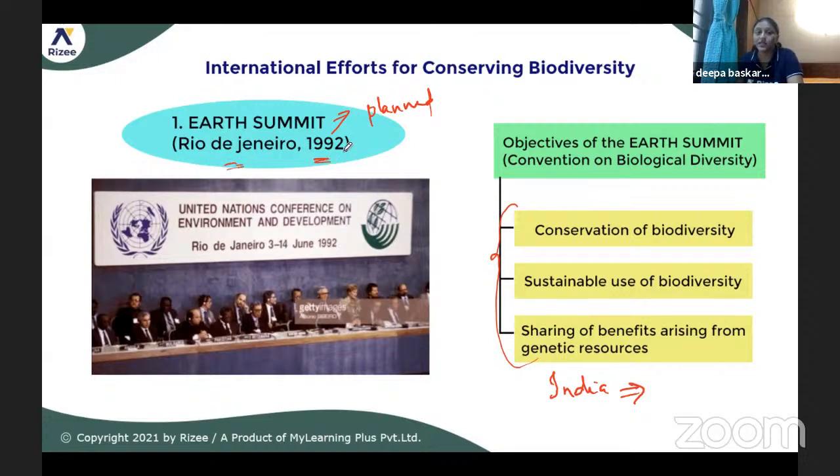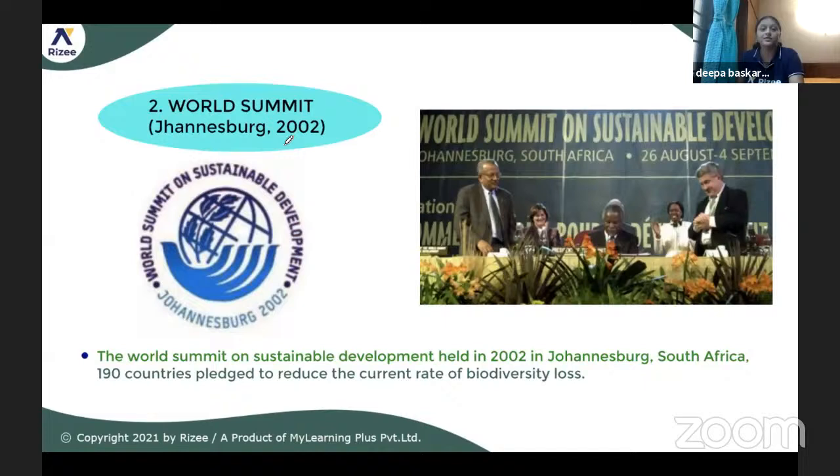I am again and again stressing the year and place where the Earth Summit happened and what the major agenda were: conservation of biodiversity, control in the use of natural resources, and sharing the benefits of genetic resources between countries. The second one happened in the year 2002 in Johannesburg. That is called the World Summit. The first one is the Earth Summit, the second one is the World Summit. In the World Summit, in Johannesburg, South Africa, a total of 190 countries participated and took an oath to reduce the current rate of biodiversity loss.